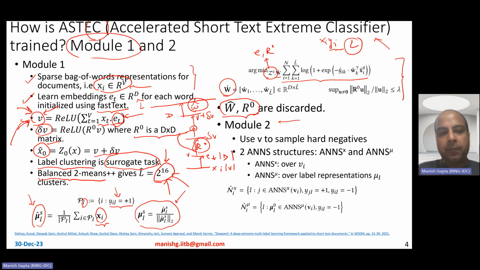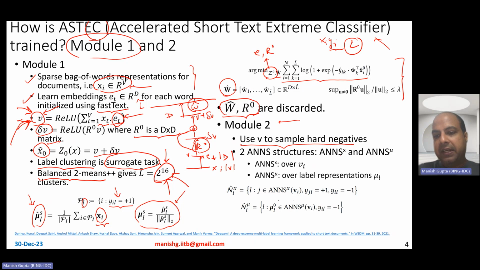What is module 2? In module 2, remember, you had to index things. So you index these V's. You use V's to sample hard negatives. Remember, in module 2, what do you need to do? You need to sample hard negatives. For any xi, you have a positive label and you want to get a negative label set, a short list of negative labels, up to 500 negative labels. Now, how do you get that? Okay, so let's see.